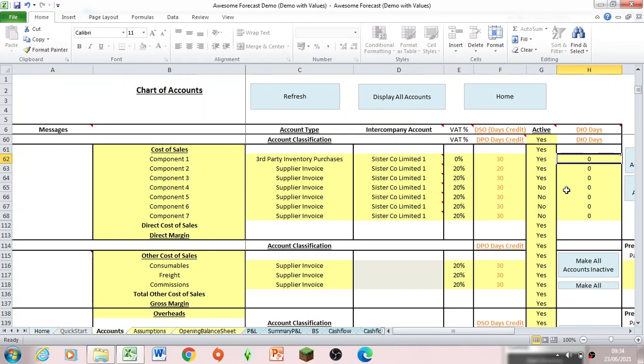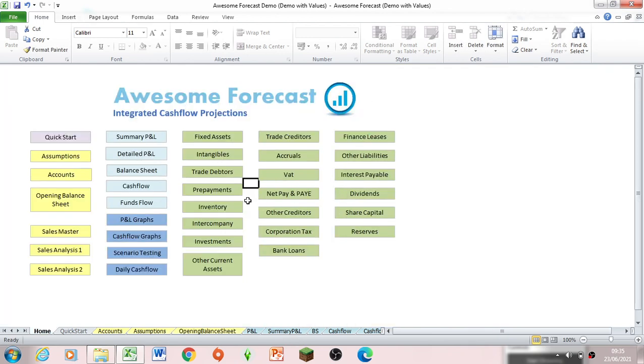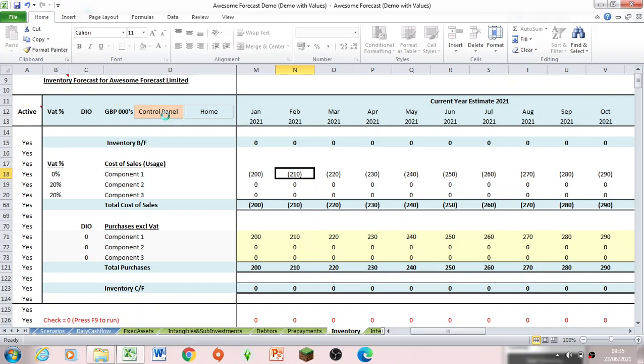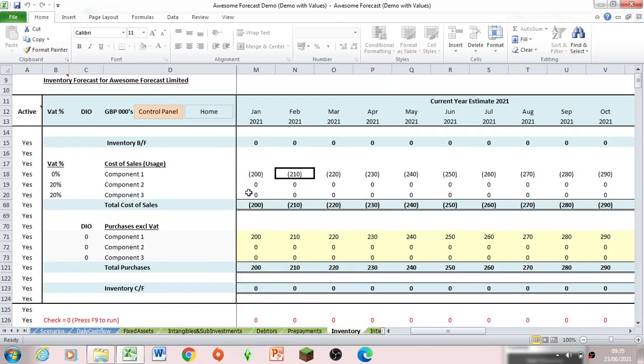And for simplicity to start with, I'm going to say that we don't hold any stock of this item. So in your opening balance sheet, we just need to make sure there's no opening stock. Next, go to the inventory page, open the control panel and press refresh, and this just condenses your page to just your live accounts, which makes it easier to use, and then hide the control panel. And now we can see that we don't have any stock brought forward.